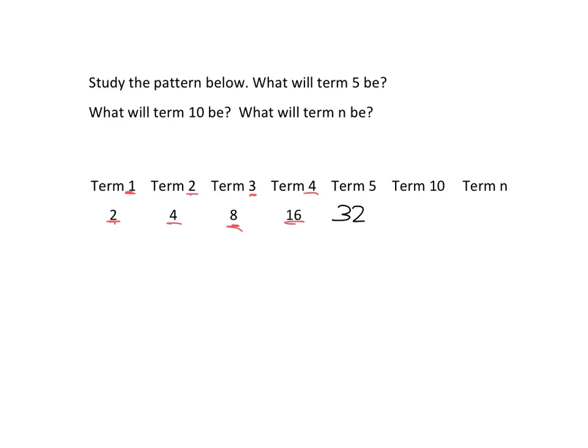And to do this, we need to explore the structure. So let's have a look here. Term number one is just a 2. To get to term number 2, we just took that 2 and we multiplied it by 2. To get to term number 3, we went ahead and multiplied it by 2 again. Term number 4, we did 2 times 2 times 2 times another 2.